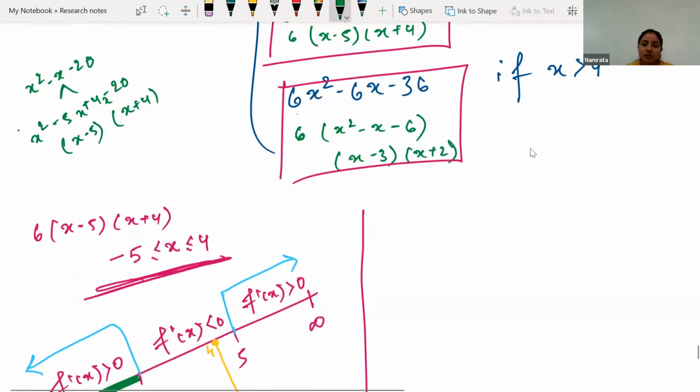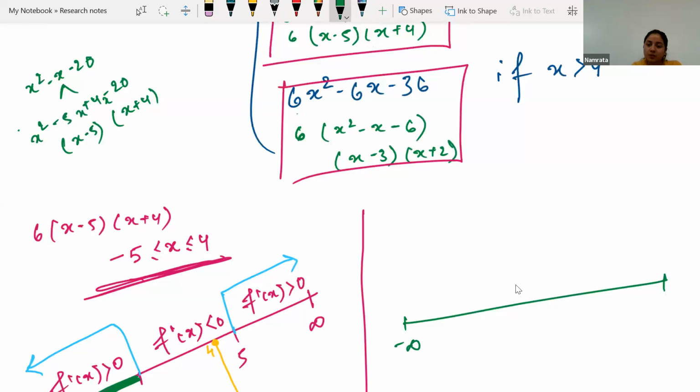Let's do the same thing for the next part. We have x minus 3, x plus 2, between minus infinity and plus infinity, with test points 3 and negative 2. Let's check where exactly the function is increasing or decreasing. If we take a number more than 3, like 4, positive times positive is greater than 0. If we take a point between minus 2 and 3, like 0, negative times positive is negative, less than 0.